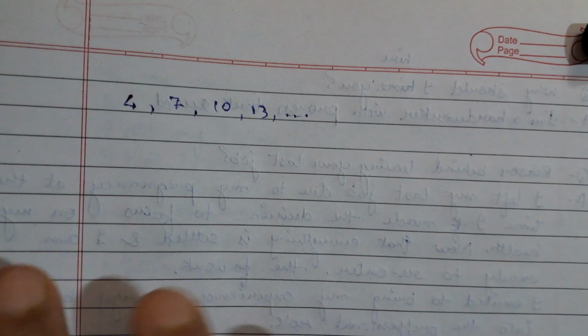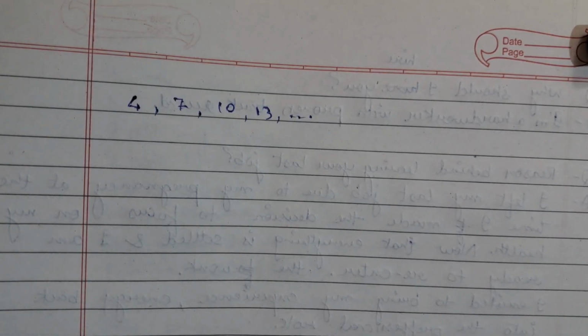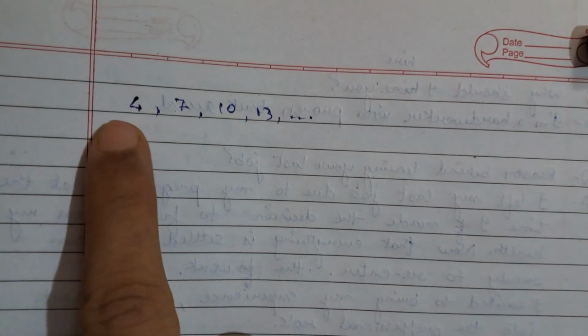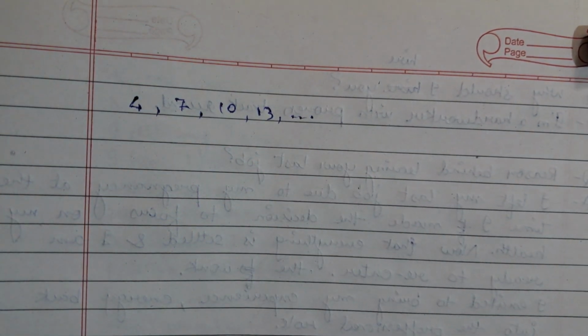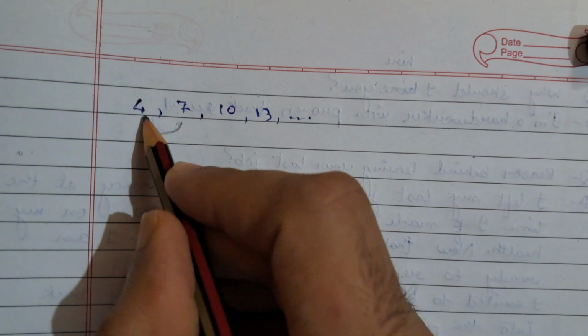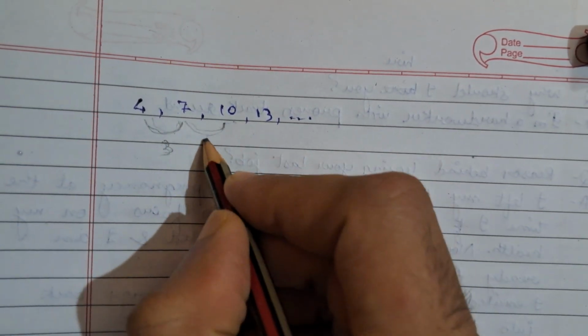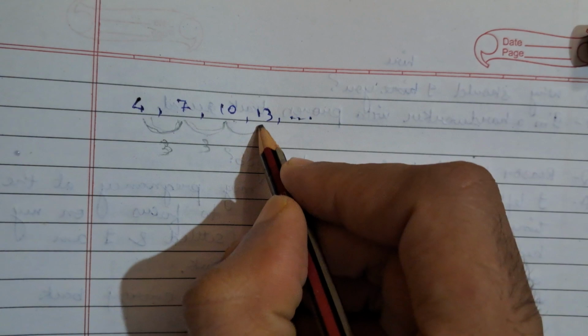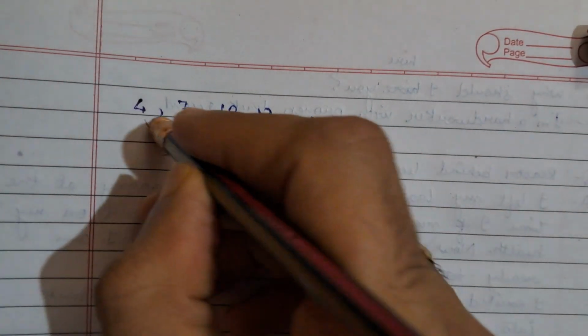Hi friends, in this video you are going to learn a very interesting concept of nth term. So let's understand how to find nth term and what this nth term is in the first place. If you see a sequence in front of you, this sequence is an AP, isn't it? Because between every two numbers you will see a difference of 3. 7 and 4, the difference is 3. 10 and 7, the difference is 3. 13 and 10, the difference is 3, and so on. Correct? So this is an AP.